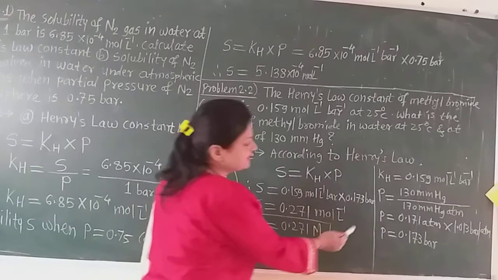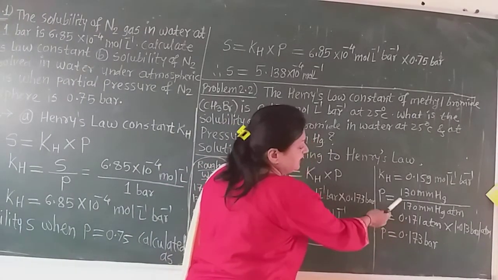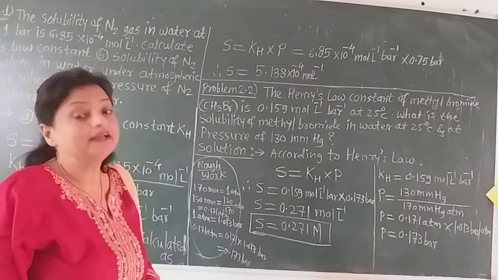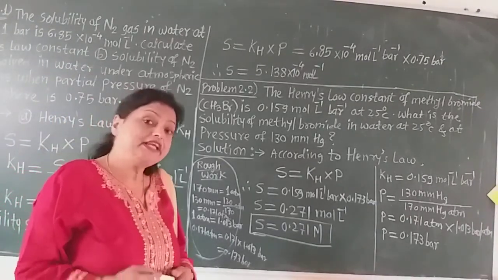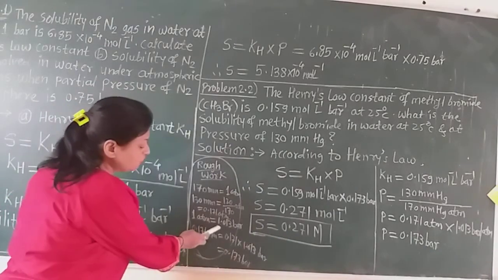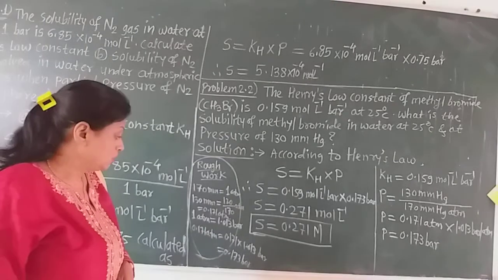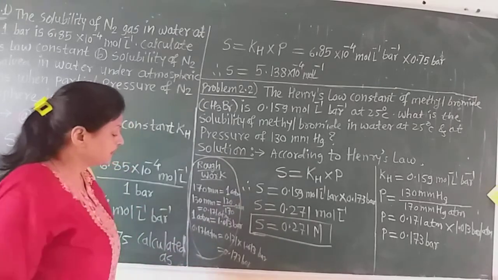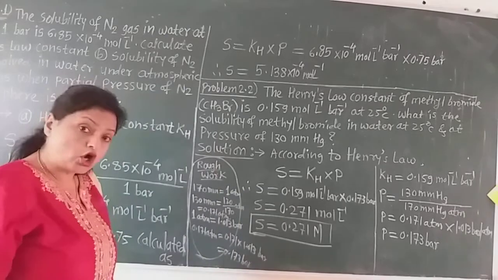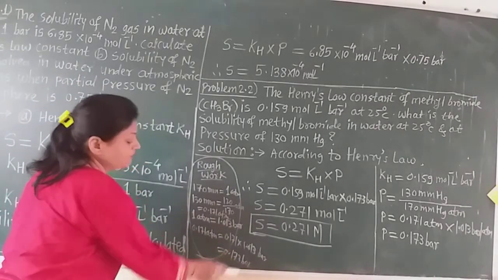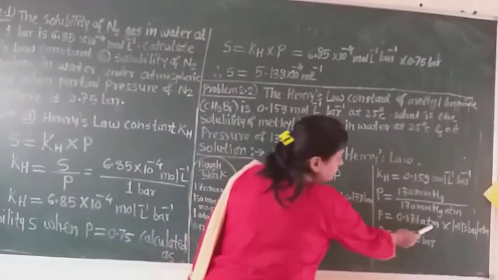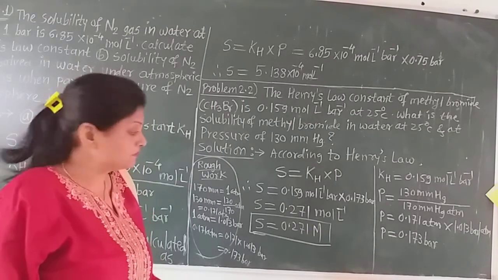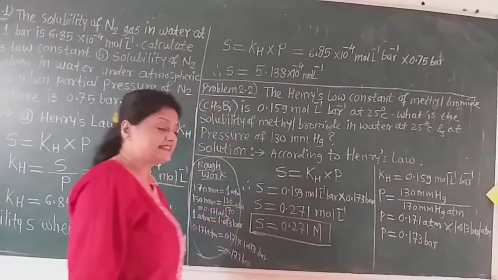So here pressure is calculated in atmosphere, 0.171 atm, by dividing this 130 mm of Hg by 170 mm of Hg. But we want the pressure in bar, and we know that 1 atmosphere is equal to 1.013 bar. So 0.171 atmosphere means how many bar? Here also the cross multiplication, 0.171 into 1.013, is equal to 0.173 bar. So this atmosphere is multiplied by 1.013 bar per atm, and that becomes 0.173 bar, and this is calculated in this way.